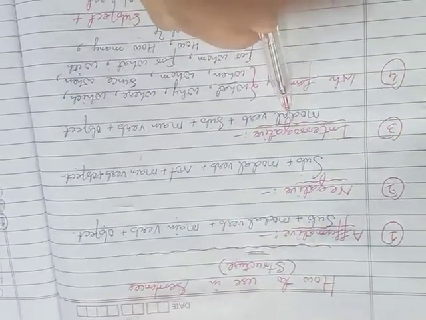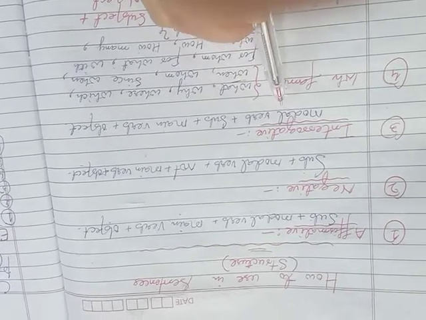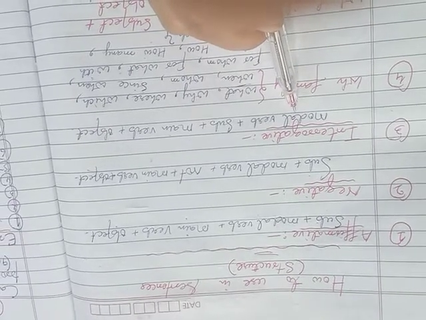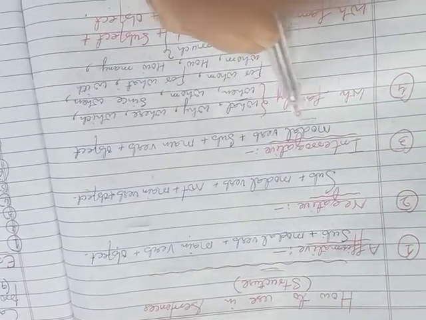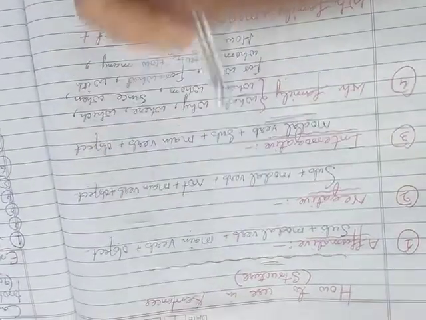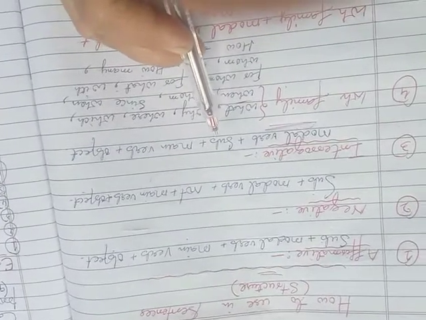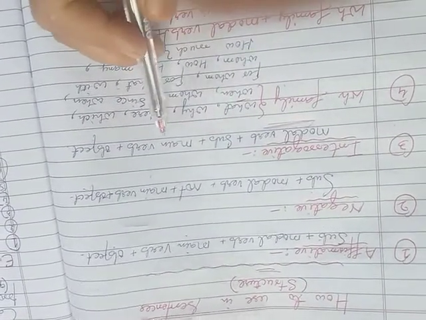In the case of interrogative sentences, what is the structure of the sentence when we use modals? Modal verb plus subject. So first we have to use the modal verb in an interrogative sentence. This is a very important thing. You have to remember this thing. You should remember: subject plus main verb plus object.